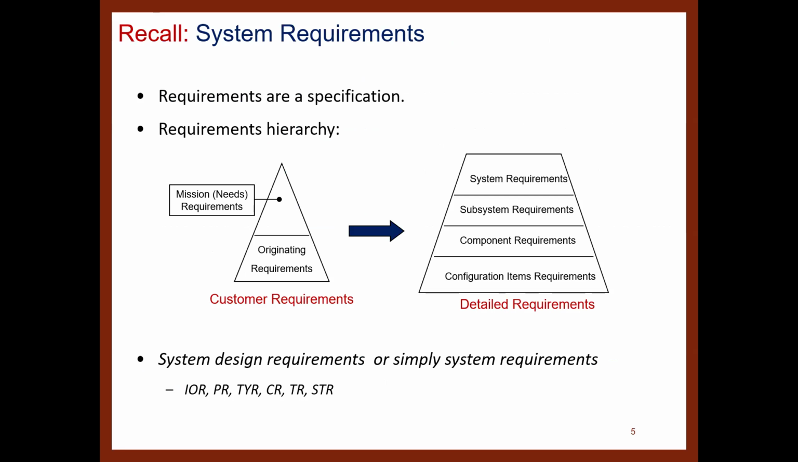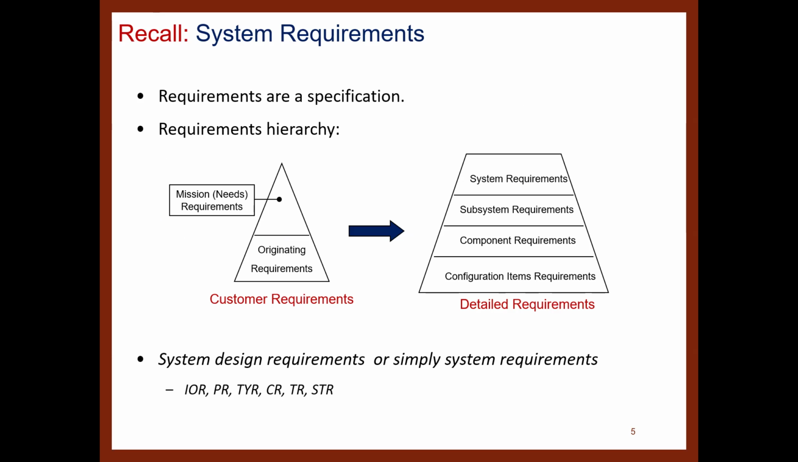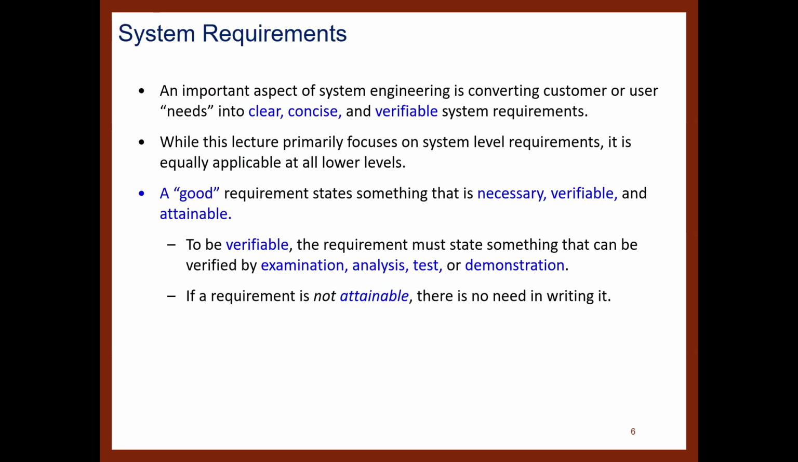We also talk about different types of requirements, right? So from the system design requirements, we have the input, output, the performance, the technology, the cost, trade-off, and the system testing requirements. So those 6 requirements are abbreviated there at the bottom.